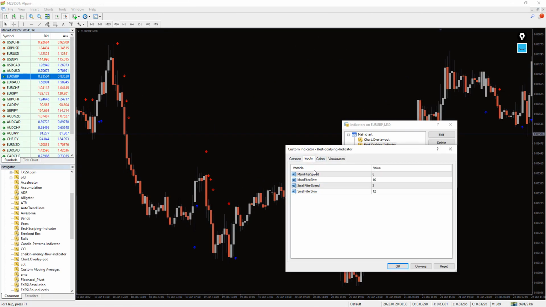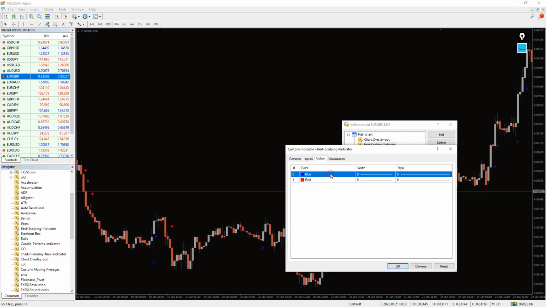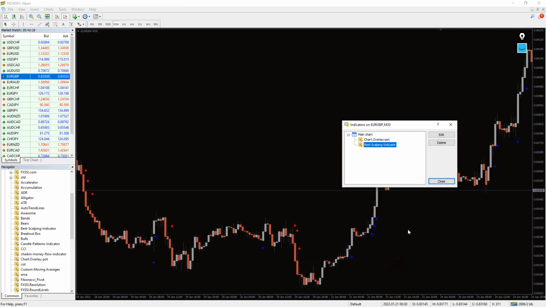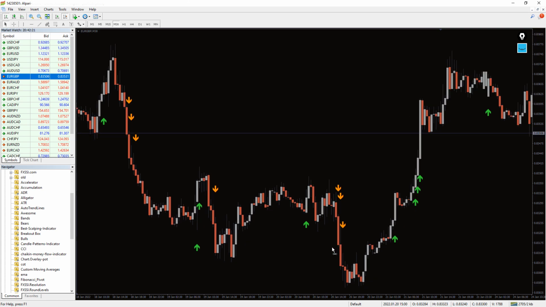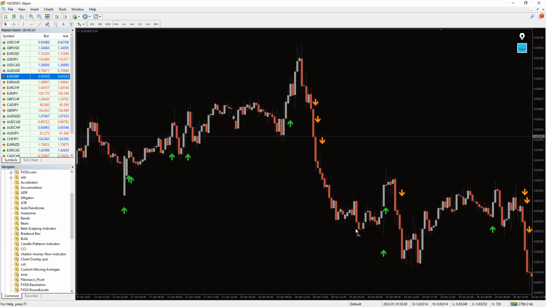In the indicator settings, you can change the frequency of occurrence of signal arrows. And you can also change their color and size in the color tab. Like here. The best scalping indicator provides you with quality buy and sell signals.